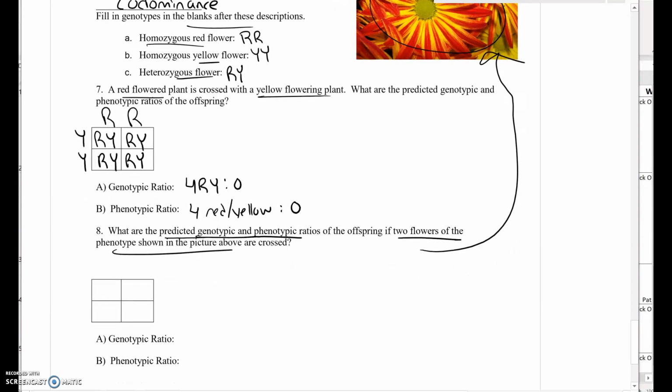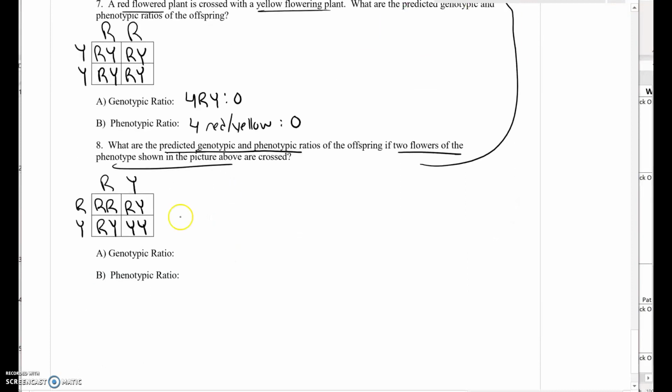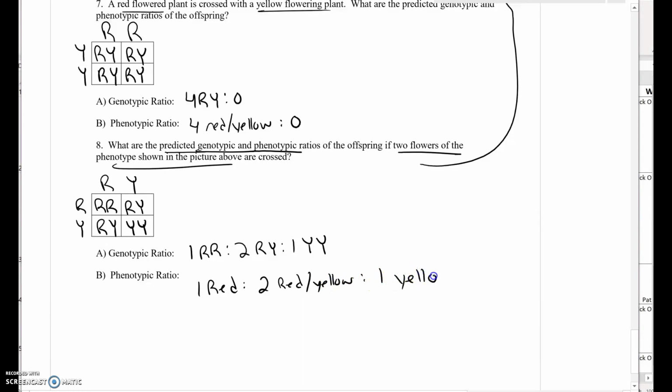So the ones shown above were the ones that had the red and the yellow, so their genotype was RY. So we cross those, we got RR, RY, RY, YY. Our genotypic ratio here would be 1 RR, 2 RY, to 1 YY. And a phenotypic ratio would be 1 red, 2 of this red and yellow, whatever we want to call that phenotype, to 1 yellow.